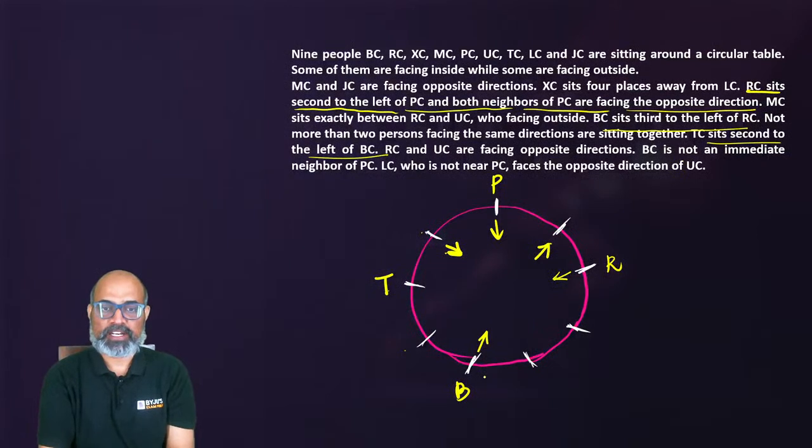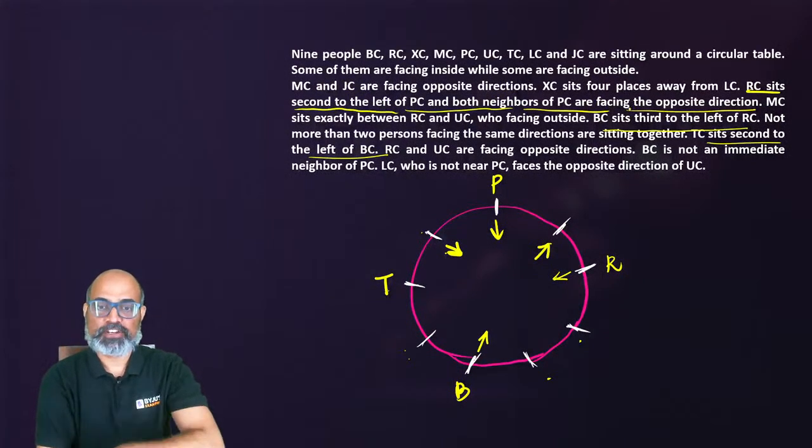B is not an immediate neighbor of P. Yes, he is not. L, who is not near P, so L is going to take the other three places away from P, faces the opposite direction of U. We have no idea where U is. Let's reread the statements. M and J are facing opposite directions. Don't know where M and J are. X sits 4 places away from L.